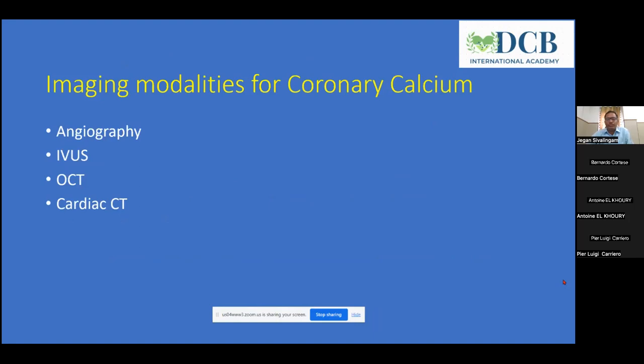Today, I will emphasize upon IVUS and OCT because cardiac CT is not readily available in many places, and also it's mostly used in the management of CTO. It requires much time and expertise. But IVUS and OCT, if available in the cath lab, we can readily use it. That's why we'll emphasize on IVUS and OCT. Angiography, as we all know, is not as sensitive as IVUS or OCT. Its sensitivity is around 1/3 only compared to IVUS and OCT in detecting the calcium.